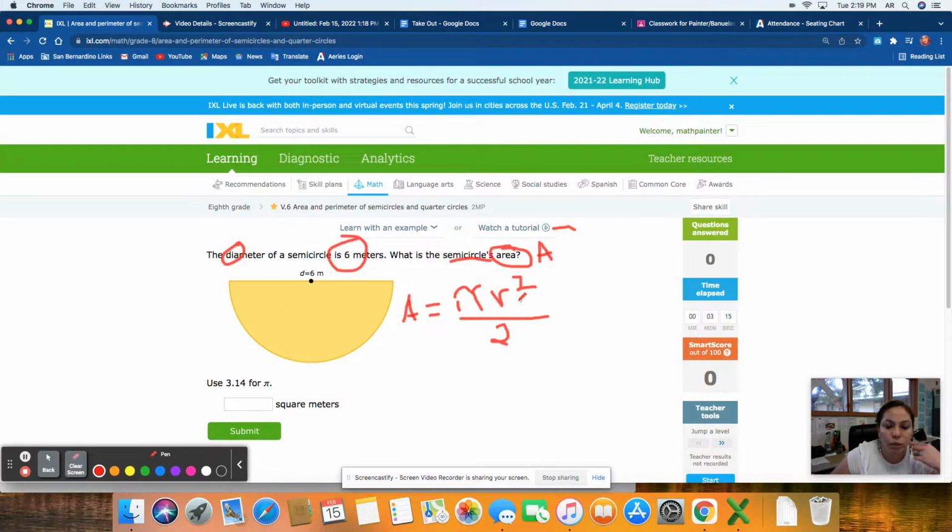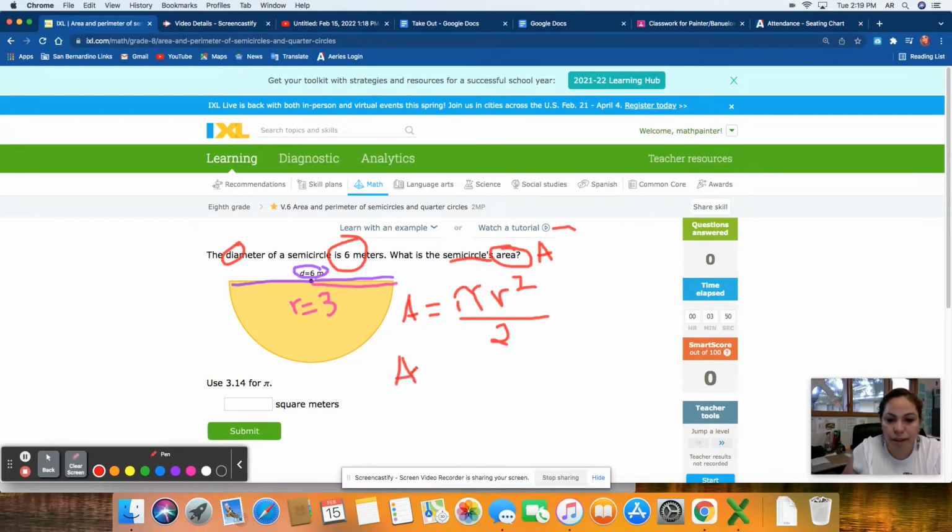So diameter, do I have diameter in my formula? No, I don't. So how do I find that out? Remember, the whole line equals D, which is 6. But what's half of the line? What's half of 6? You're right, half of 6 is 3. So half of that is our radius. So now I know that I have a radius, even though I didn't have it on the formula. So radius is 3. Now I can plug in my numbers.